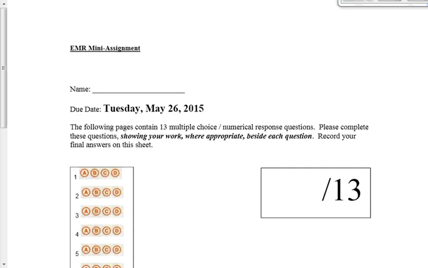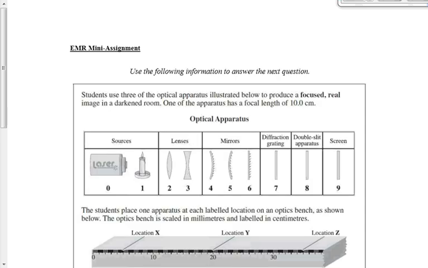Want to take a look at our electromagnetic radiation mini-assignment that we handed in yesterday in preparation for our test that we have tomorrow. We start off with a pretty challenging question. Maybe we should have started off with something a little bit easier to kind of get you into it, but it is what it is.